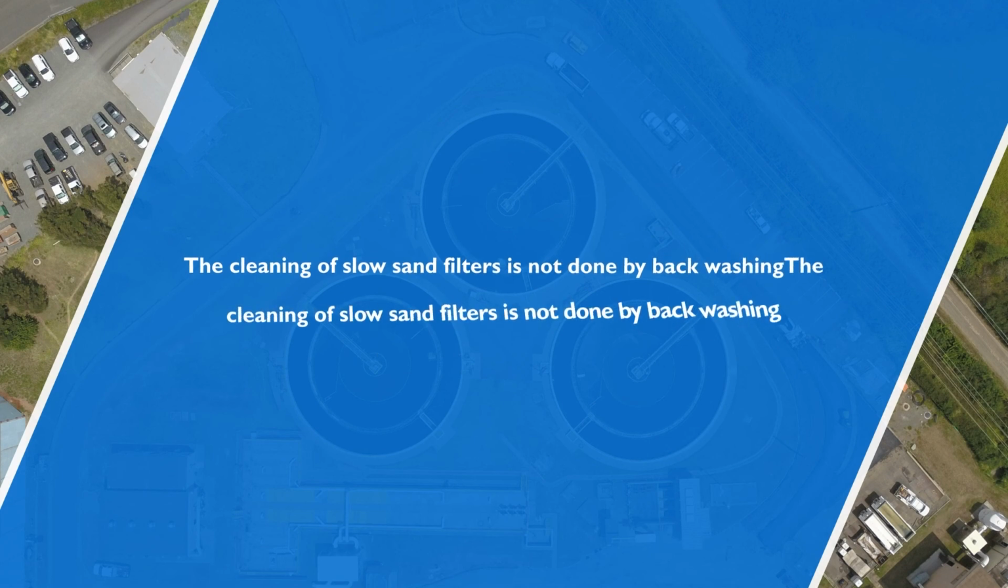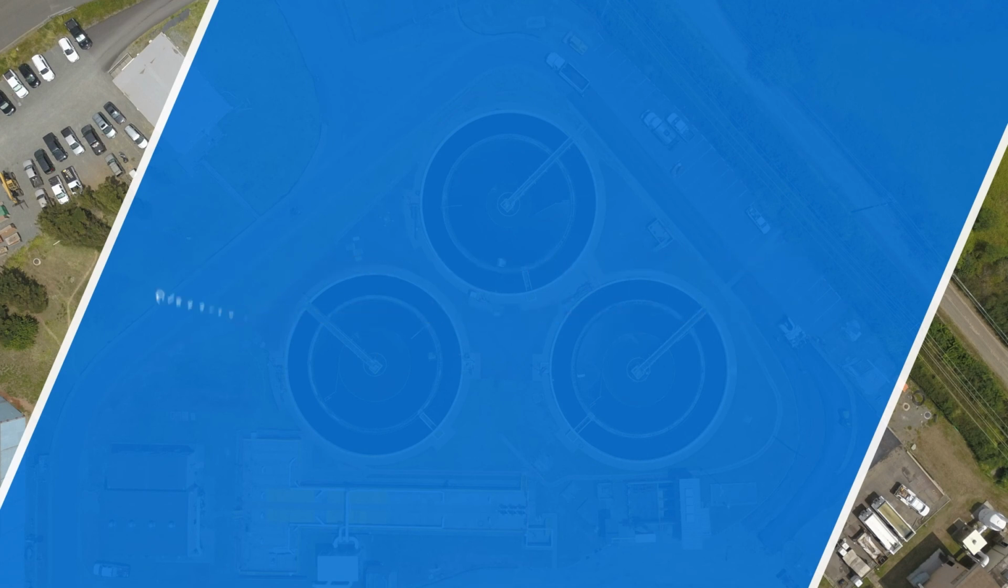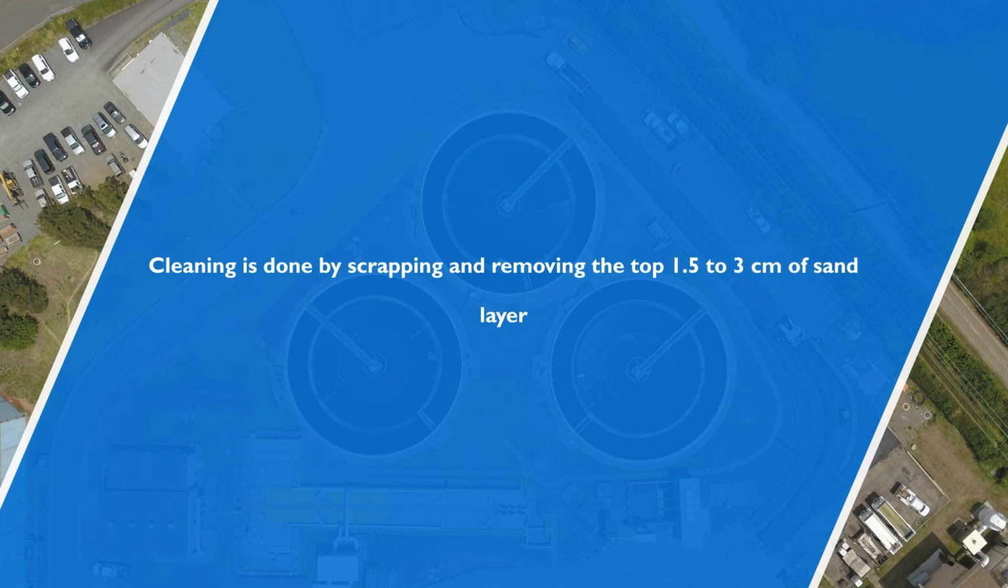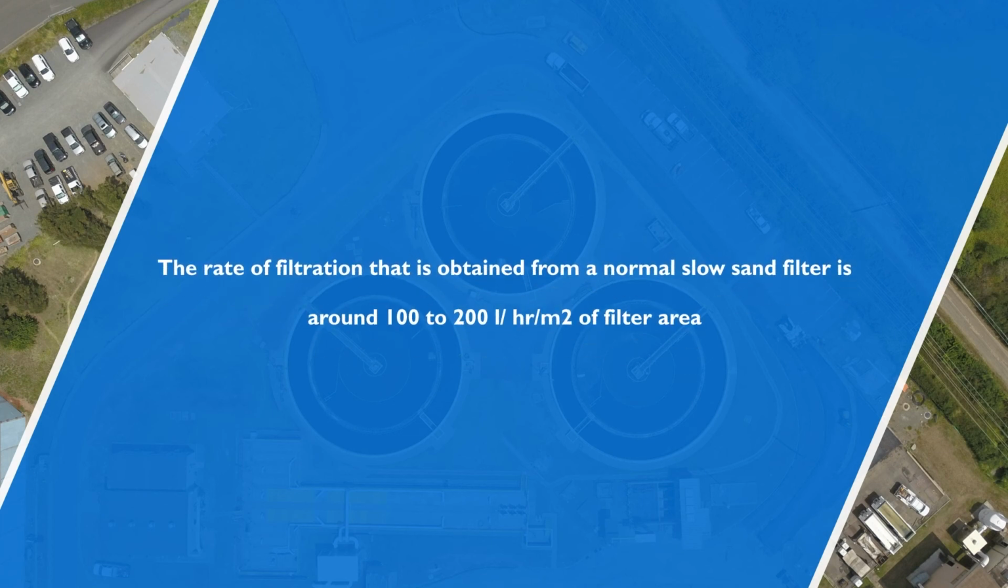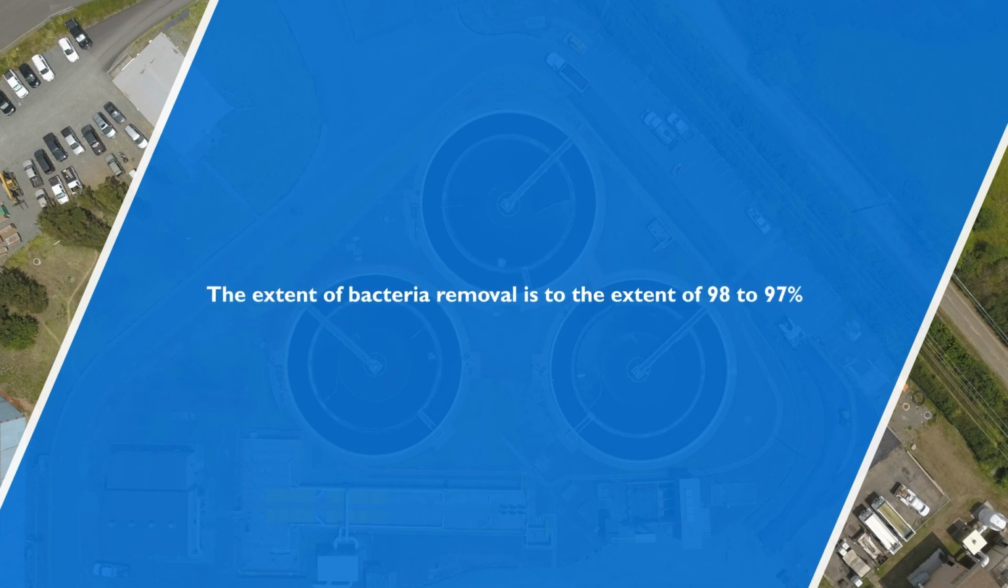The cleaning of a shallow sand filter is not done by back washing. Cleaning is done by scraping and removing the top 1.5 to 3 centimeter of the sand layer. The rate of filtration obtained from a normal slow sand filter is around 100 to 200 liter per hour per meter square of the filter area. The extent of bacterial removal is 98 to 99%.